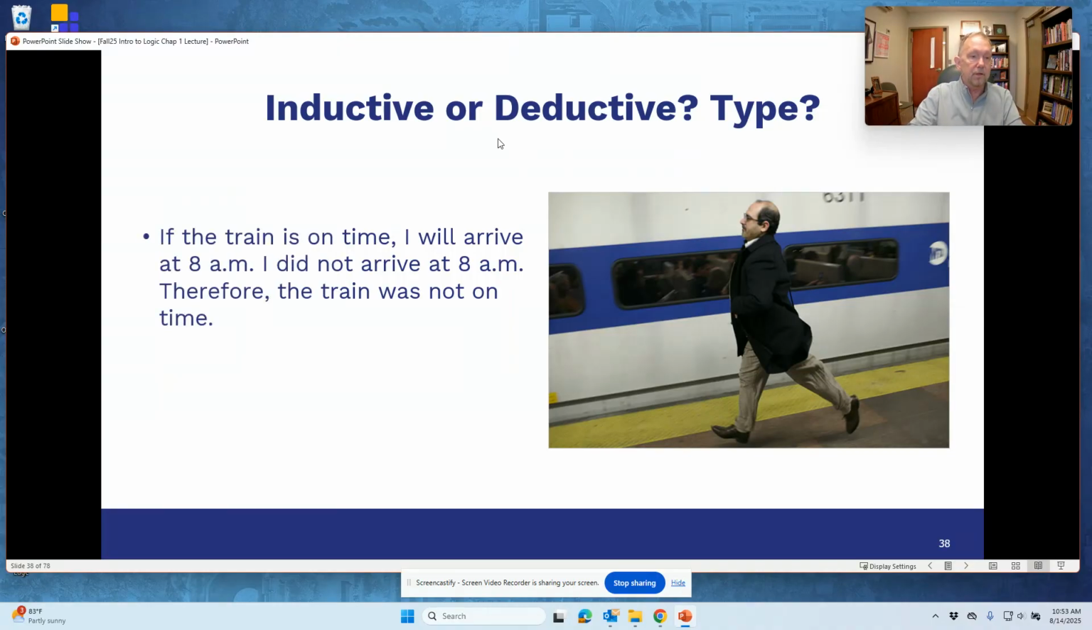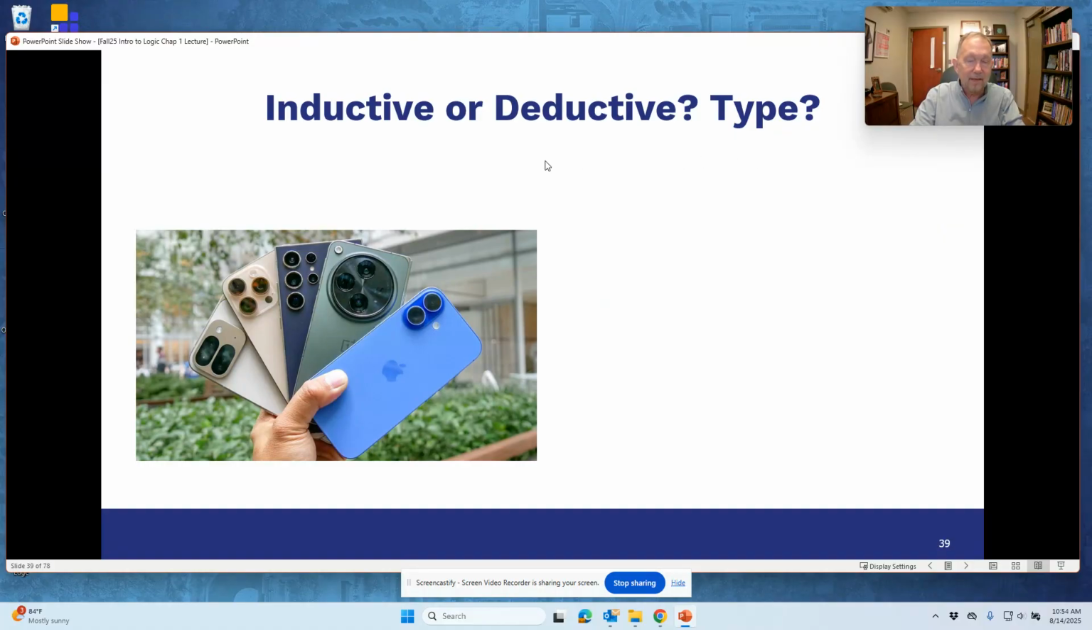All right. If the train is on time, I will arrive at 8 p.m. I did not arrive at 8 p.m., therefore the train was not on time. Okay, if the train's on time, it'll arrive at 8 a.m. That's what the schedule says. It did not arrive at 8 a.m. Those two things would necessarily lead to the conclusion that the train was not on time. That is a deductive conditional statement. If then, right? Conditionals are if thens. We studied that in the first module that we did logic basics in.